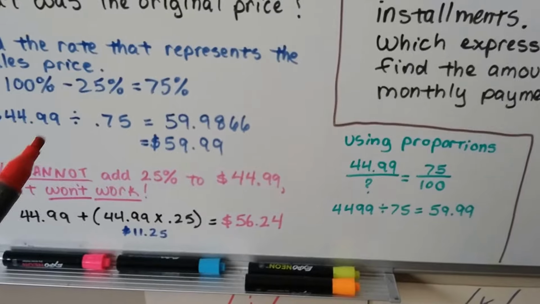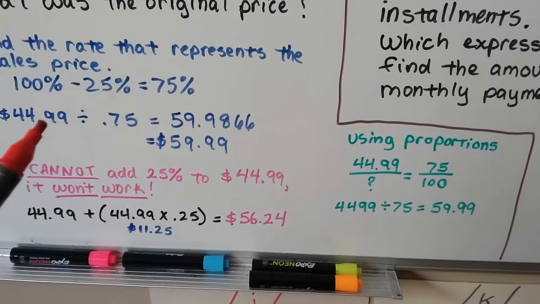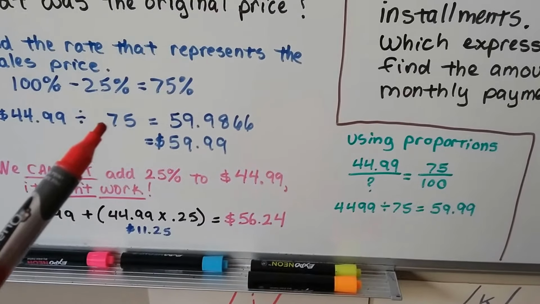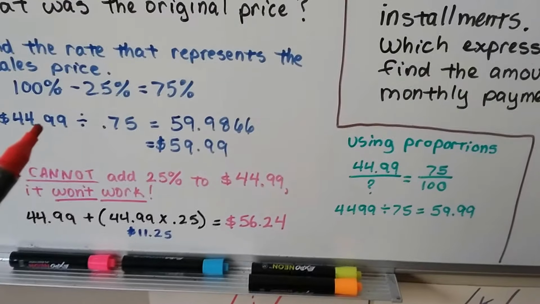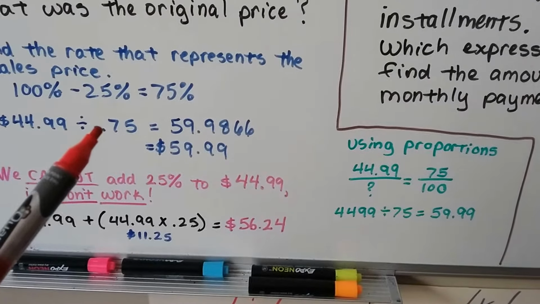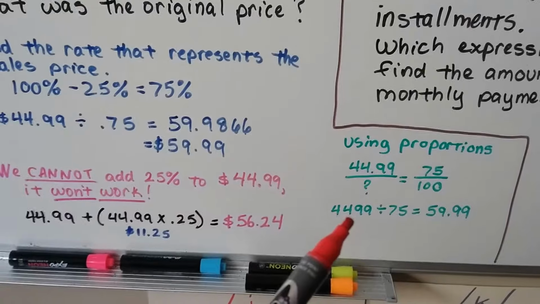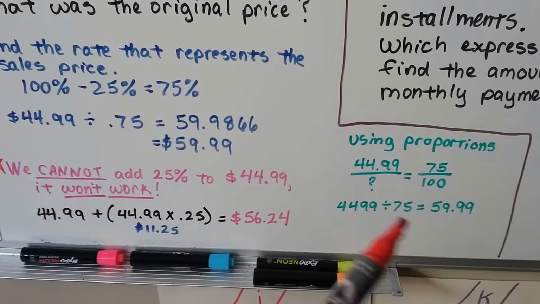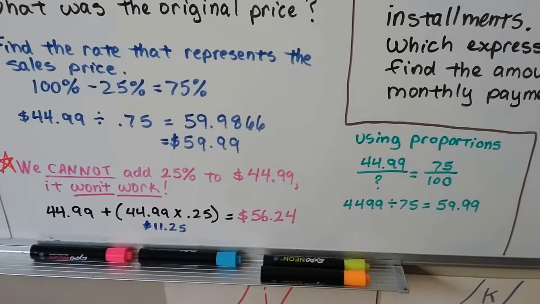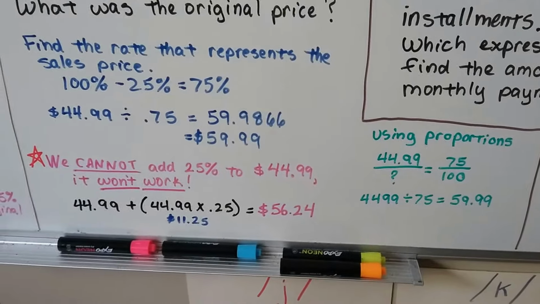That's basically what we did here. We did 44.99 divided by 0.75. See, there's a decimal point here, and there's a decimal point here. That's why it worked. There's no decimal point here. There's no decimal point here, so it gave us the same amount. See? I've got more examples if that's really confusing, so hang on, okay?